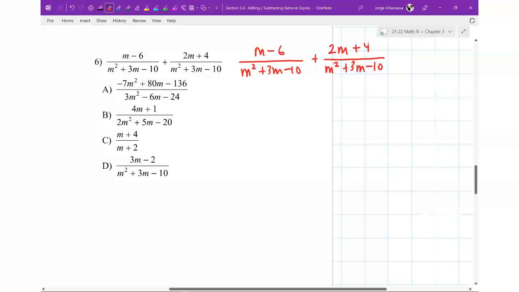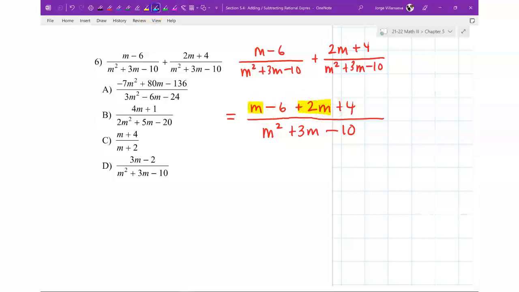Okay, if your answer pops up, then you're good. Okay, so let's just do what we've been doing. Since they have the same denominator, I'm going to write it out, m squared plus 3m minus 10. Okay, now I'm going to rewrite the top, which is m minus 6 plus 2m plus 4. And then combine like terms. So m is going to go with 2m. Negative 6 is going to go with positive 4.